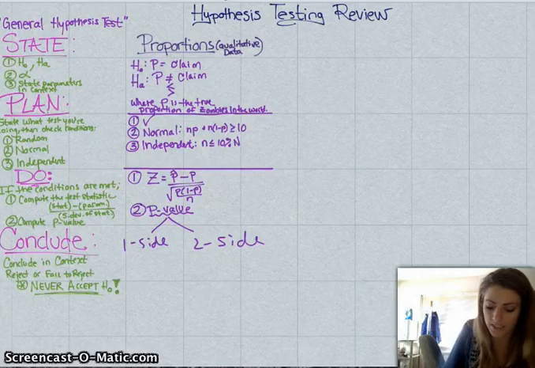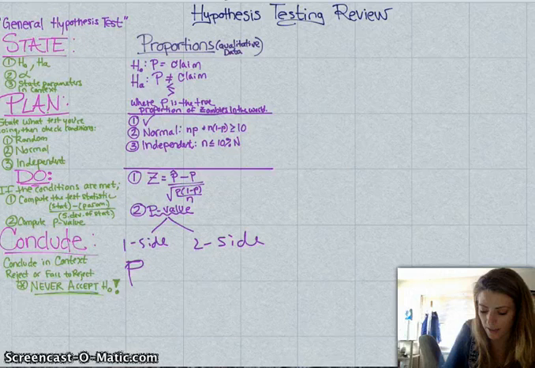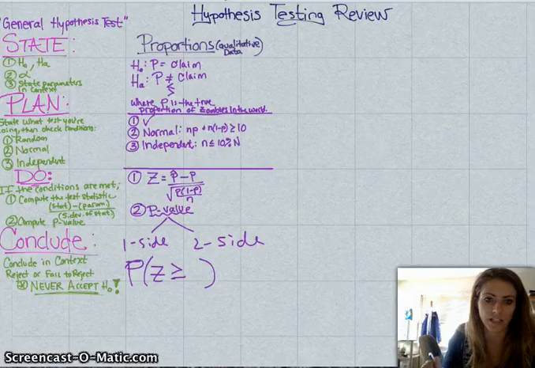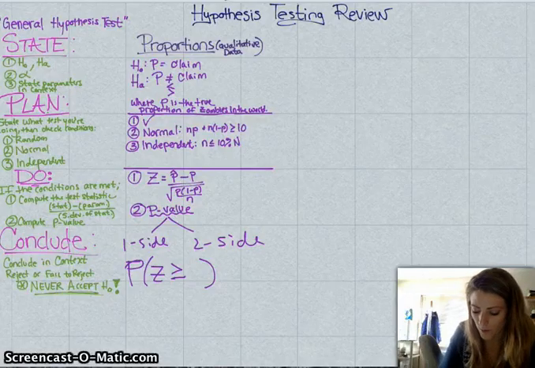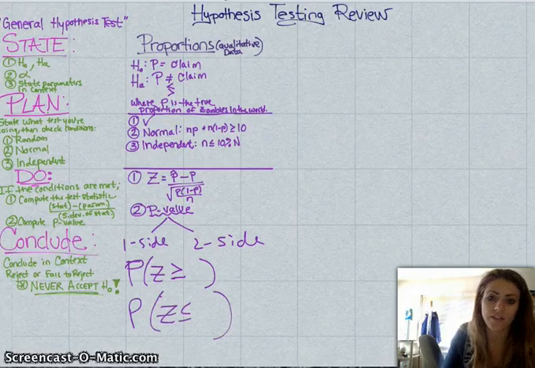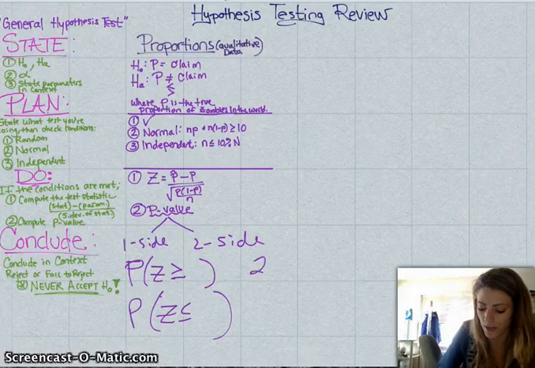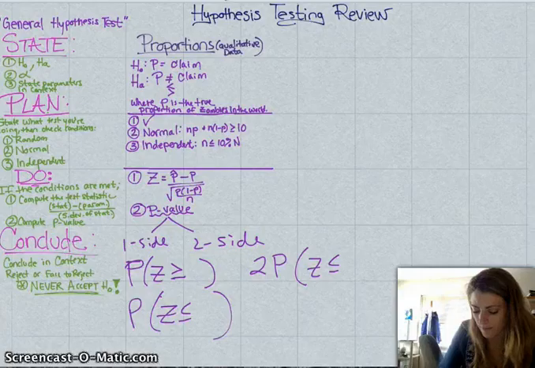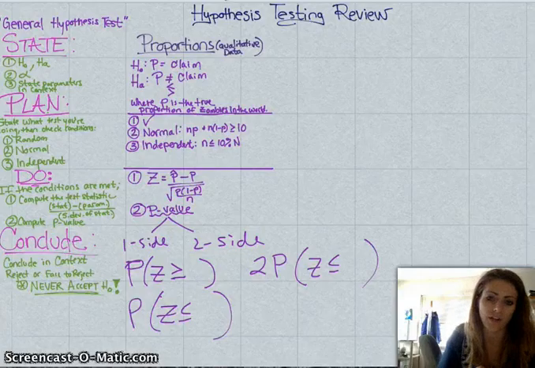And for the one-sided test, you find the probability that z is either greater than or equal to whatever the value is, whatever your statistic is, or less than. And if it's a two-sided test, you just do 2 times whatever your probability is, whatever you get for your statistic.